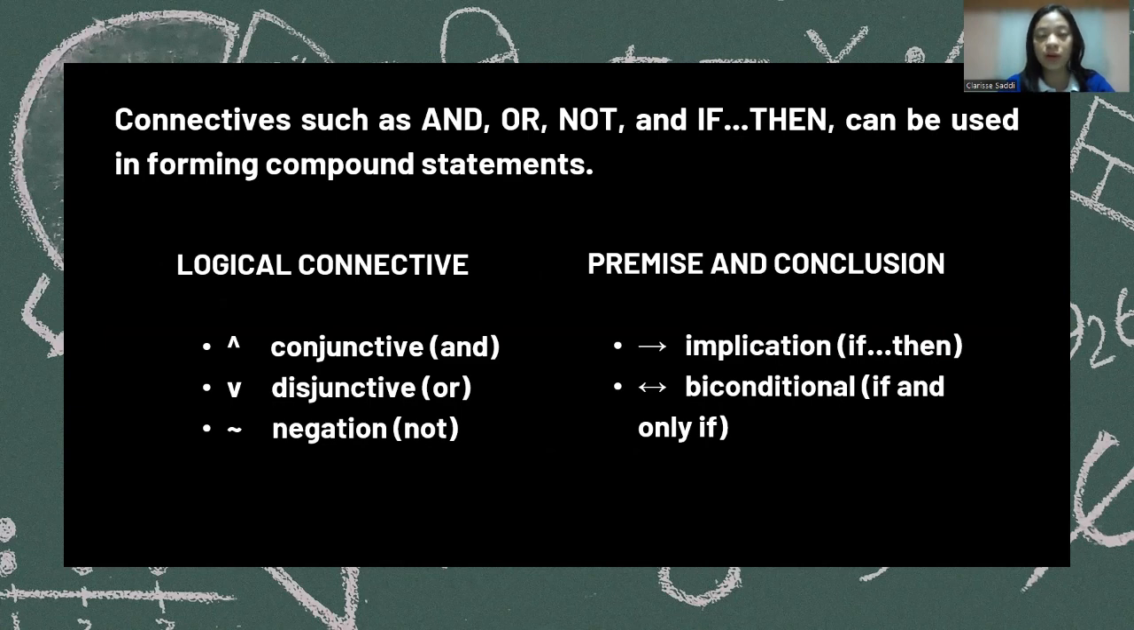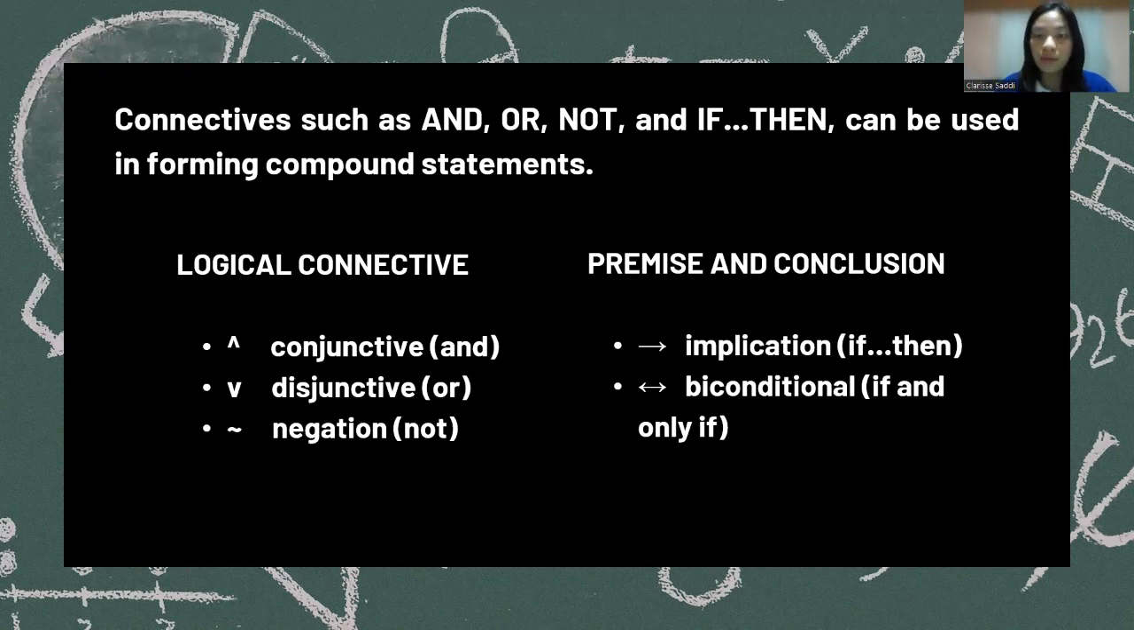So, we have two categories for connectives. First, we have logical connective. Here we have conjunctive or the and connective. Next is the disjunctive or the or connective. And lastly, we have the negation or the not connective. Next, for the premise and conclusion, we have implication or the if-then connective and biconditional or the if and only if connective. Now we will be having examples to discuss further what will be the flow on using these connectives.